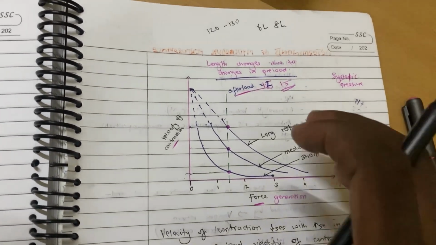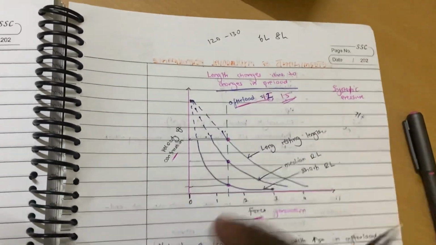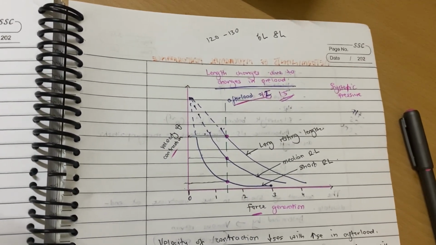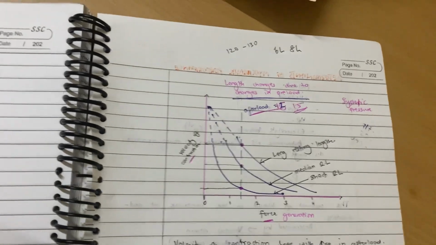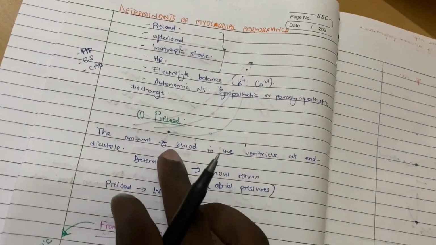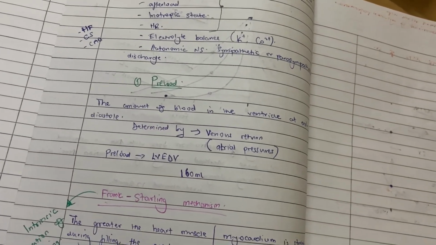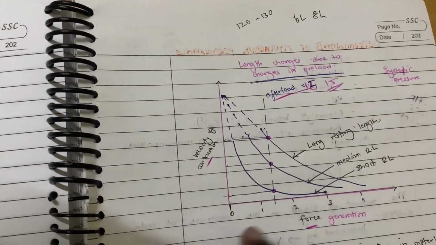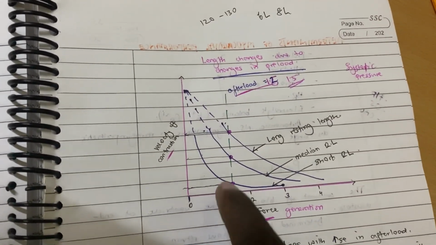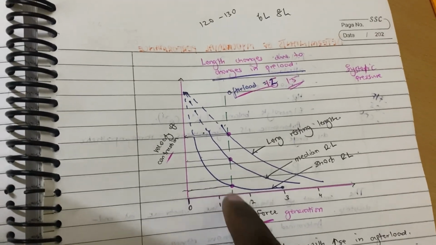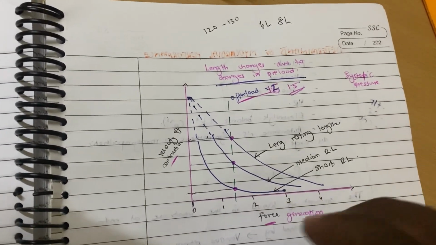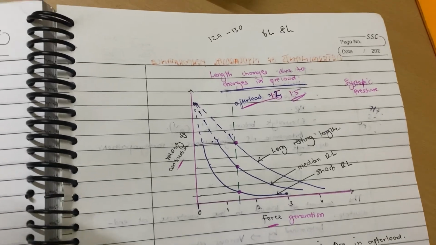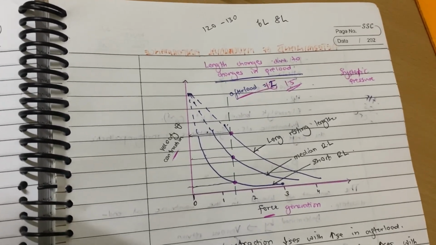But it tries. This mechanism is always there to save. So the next is it. One was preload and another one is afterload. So if preload is low, stroke volume is also going to be low, because the heart is not going to work so hard to push that little blood which is there.